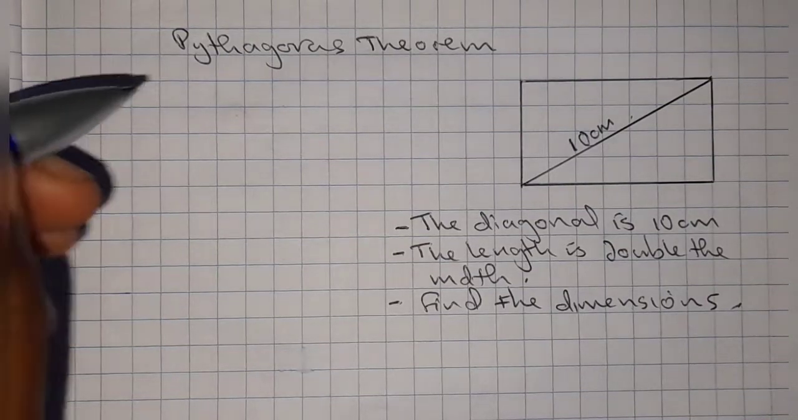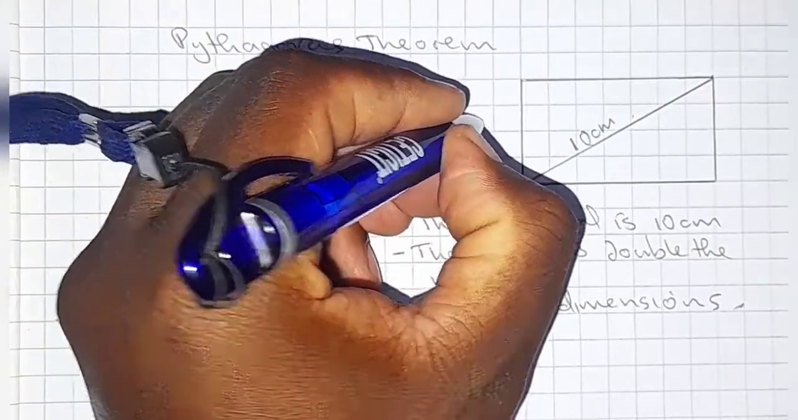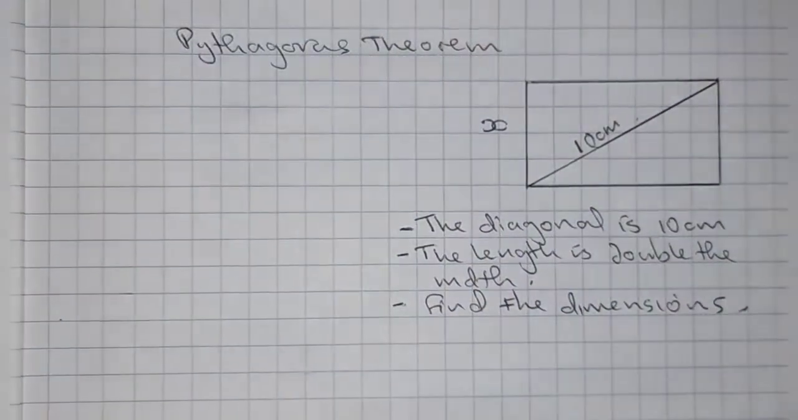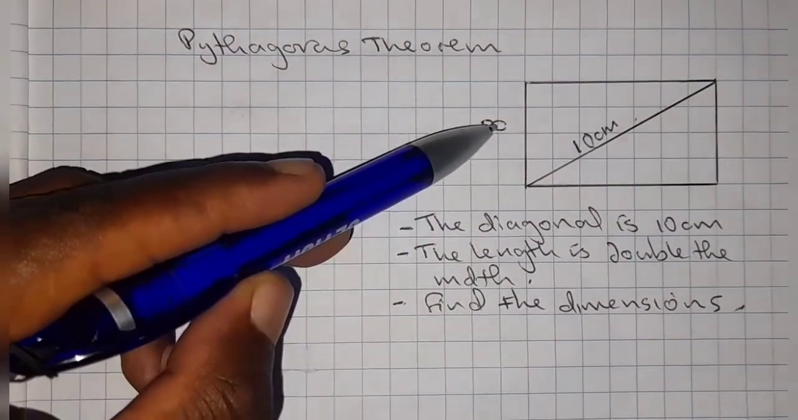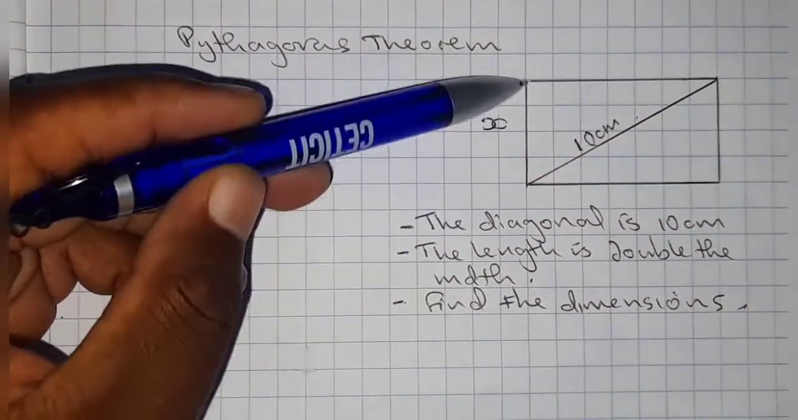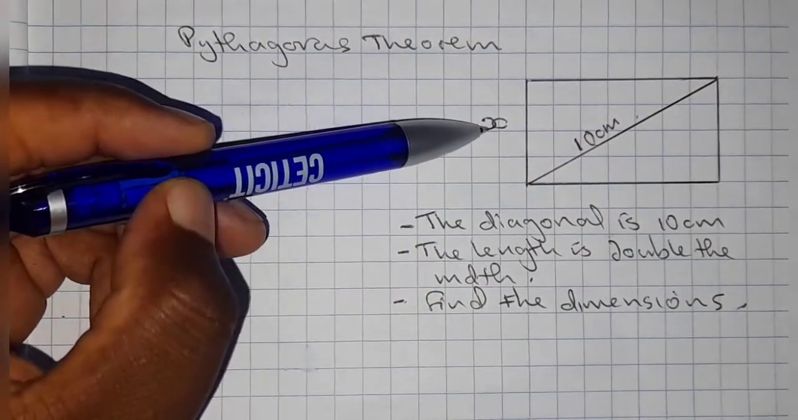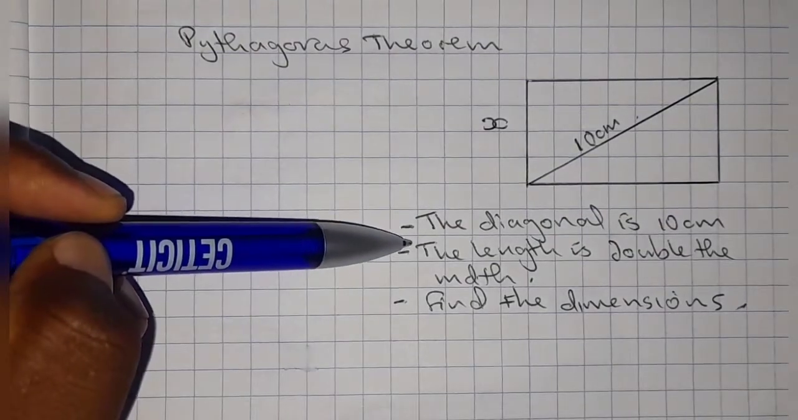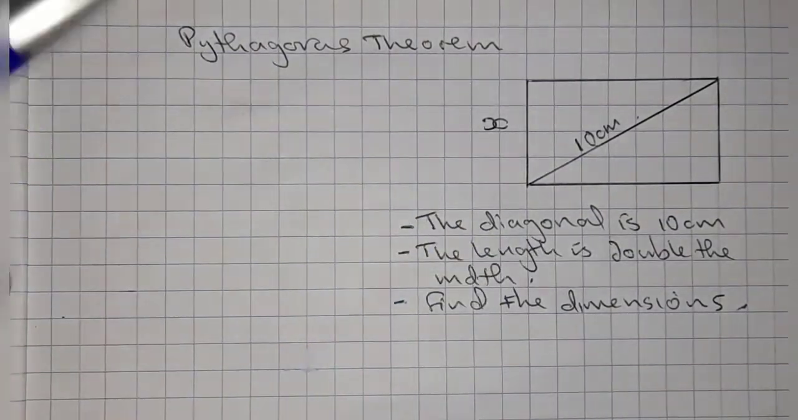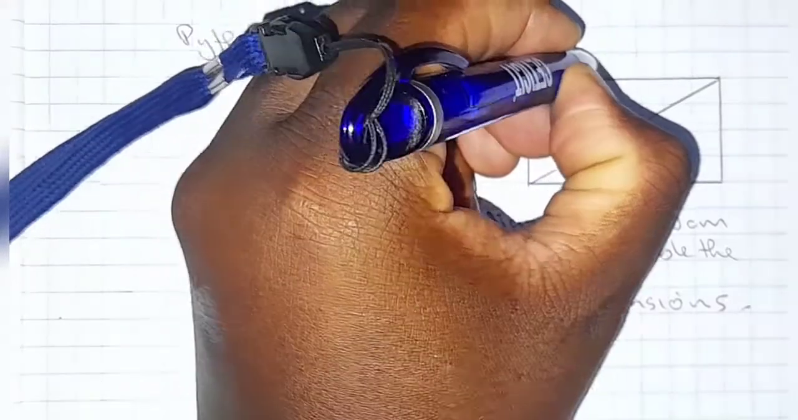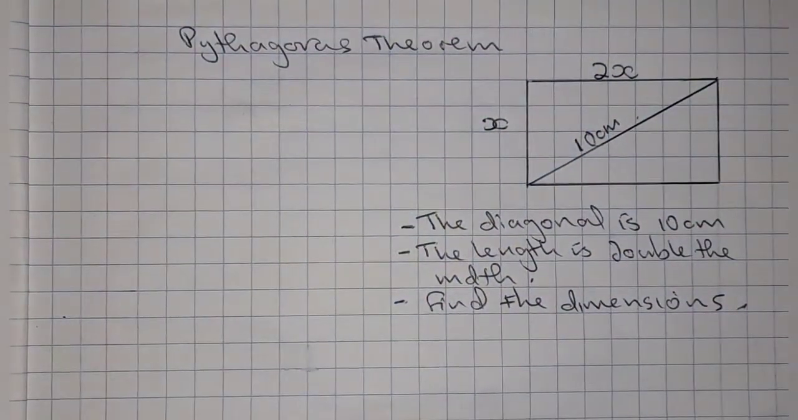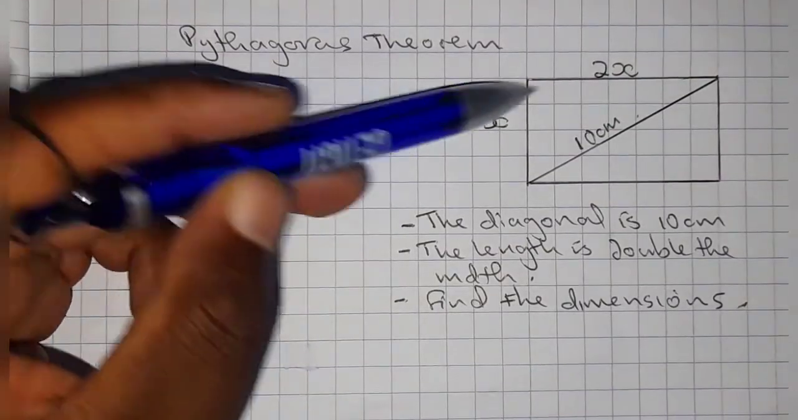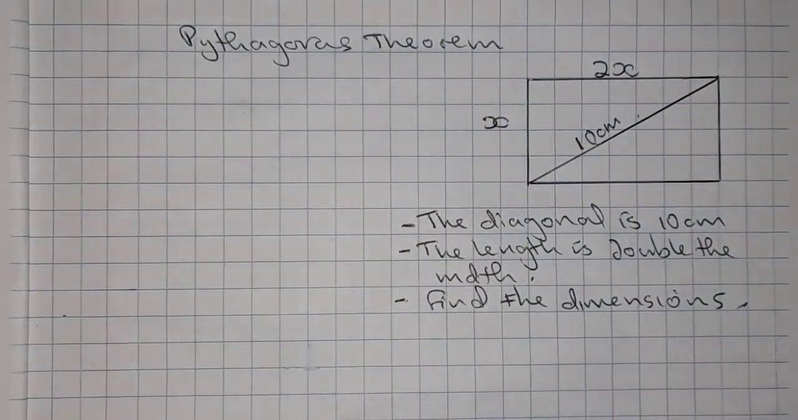The first thing that we have to do is to introduce some unknowns or some variables. We have an x here, so we are saying our width is equal to x, and because the length is double the width, our length should be equal to 2x. It's a matter of doubling this x to get the 2x.